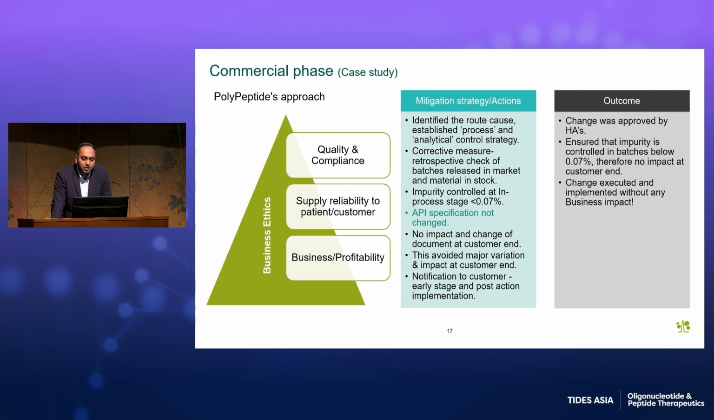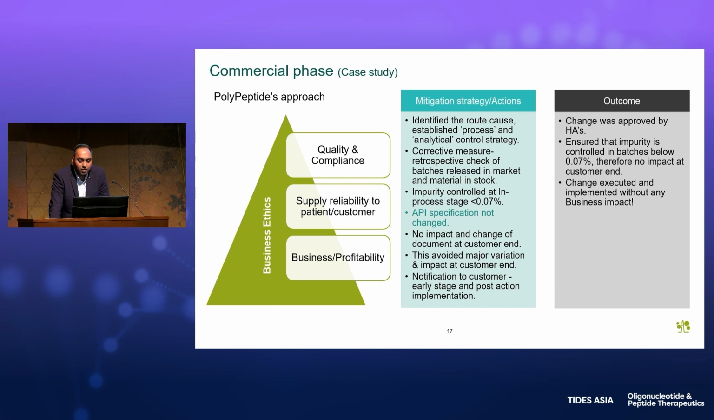So in this particular case, we identified the root cause. The process control strategy and the analytical control strategy, both are important. Based on the process, we identified this was the DES impurity, and we took proper control to increase the FMOC protection, by which we proved that this impurity will not be there. And then analytically, we developed a right orthogonal method to separate this particular impurity from the co-eluting impurity, so that we ensure that all further batches will not have this impurity.